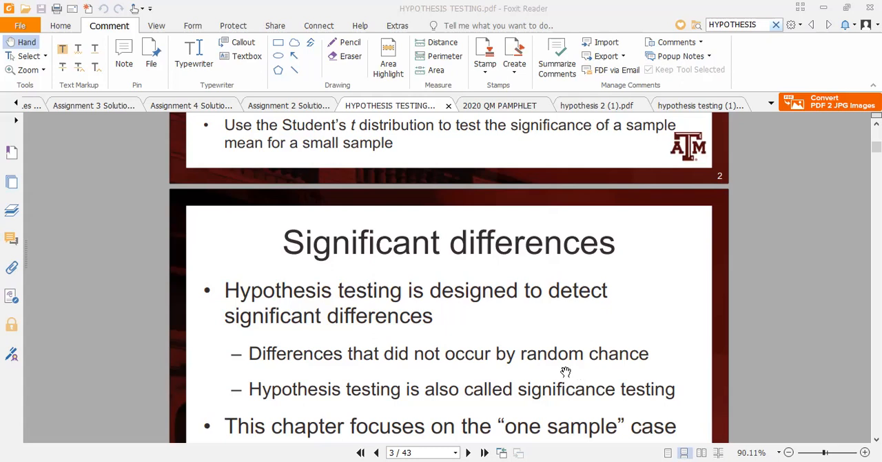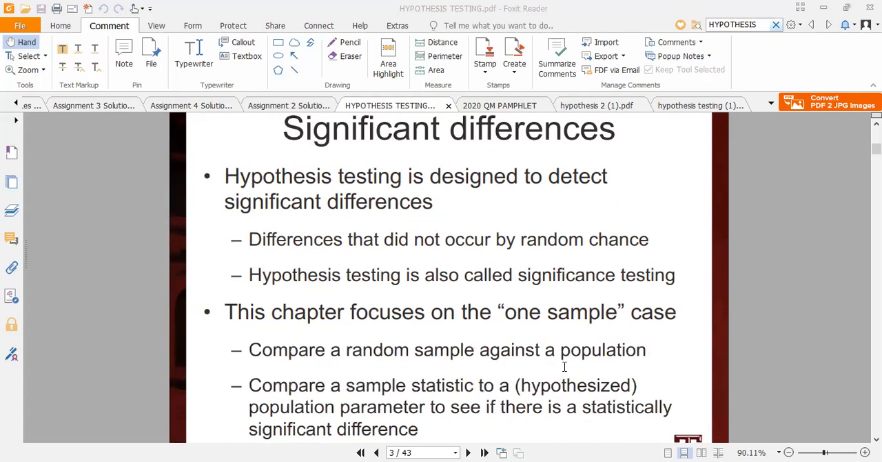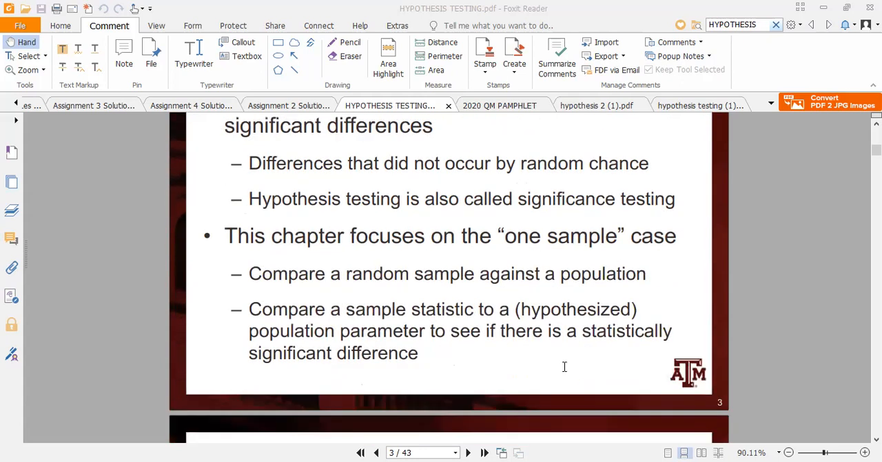You want to ideally test the differences if they're significant or not. So in this chapter, we'll focus on one sample where we're going to compare a random sample against a population. We're also going to compare a sample statistic to a hypothesized parameter to see whether they're statistically different. So a statistic sample is one which you actually measure. A hypothesized one is one which is hypothetic.